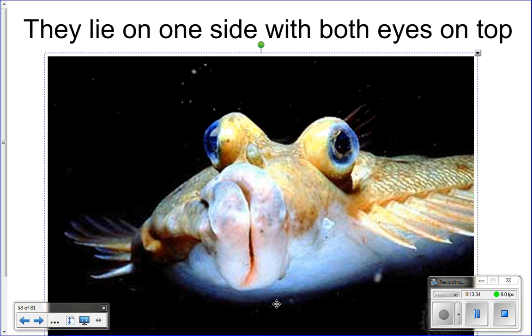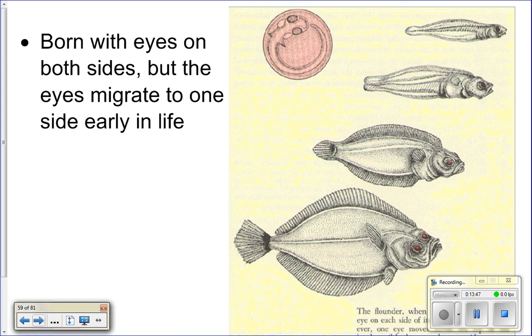When these fish are born, they have one eye on either side. Then imagine hitting puberty, and your eye switches to the other side of your head. That's what happens to these fish. The eye migrates. In its little larval form it has an eye on each side, and once it reaches a teenager stage, that eye moves over to the other side of its head.